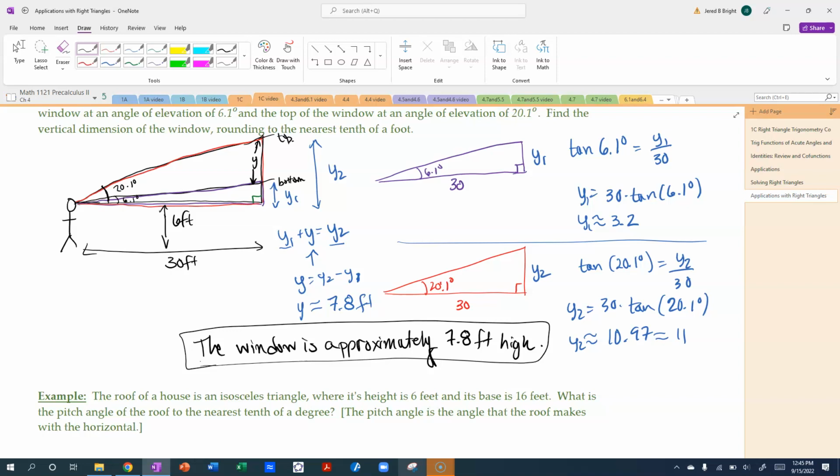So be careful with that. Now, you might be wondering, why couldn't you just take the difference and then in the middle here, just from the top of the bottom window to the top of the window, that's 14 degrees. Why couldn't you just do tangent of 14 is equal to y over 30? The thing is, we don't know if that's a right angle, okay?